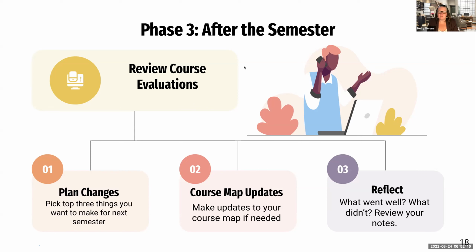Every once in a while, you're going to get those bad comments about things that didn't go well. Just take those with a grain of salt; it happened, it's over. But really review those course evaluations, because if 5 students are saying something, 6 students, 7 students, the majority, it's probably something that needs to change in your course. So then you need to go into planning those changes. What I like to do based off those evaluations is to pick the top 3 things you want to make for the next semester. So what are the top 3 things you plan to change?